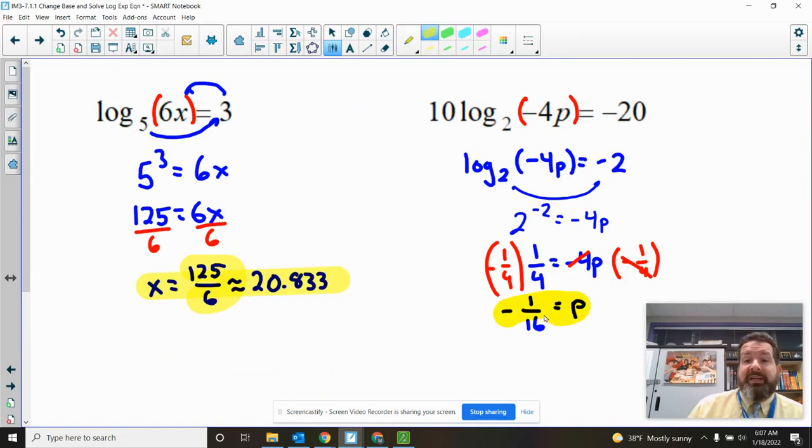So the process, quick recap to wrap up. Get that log by itself. Once that's done, switch to your exponential form, and then solve what remains.